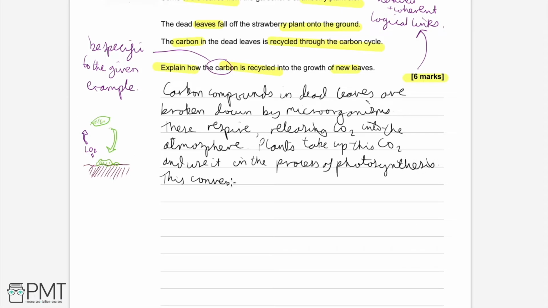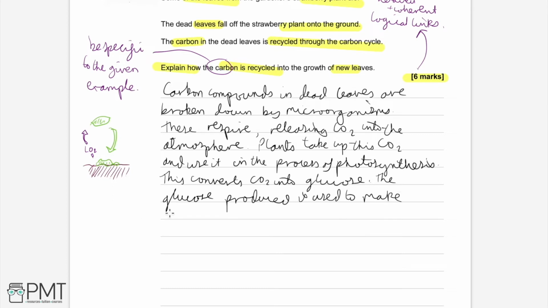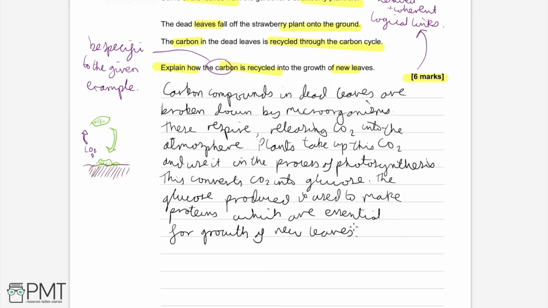That plants take up CO2 and use it in the process of photosynthesis. This converts CO2 into glucose. Now, the glucose produced is a source of energy, and it's used to make proteins. Now, these are essential for growth, so this links it back to the growth of new leaves. Alternatively here, you could have mentioned amino acids or DNA in the place of proteins.